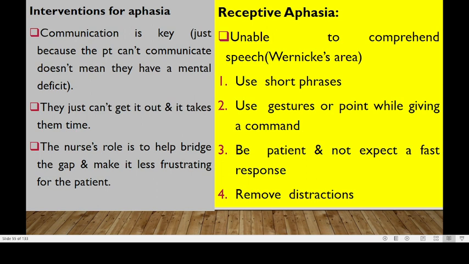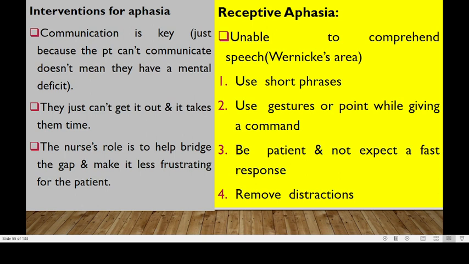Just because the patient can't communicate doesn't mean that they have a mental deficit. So know how to communicate with your client. The problem in this case is they just can't get the words out, and it takes time for them to do it. The nursing role is to help bridge the gap and make it less frustrating for the patient.